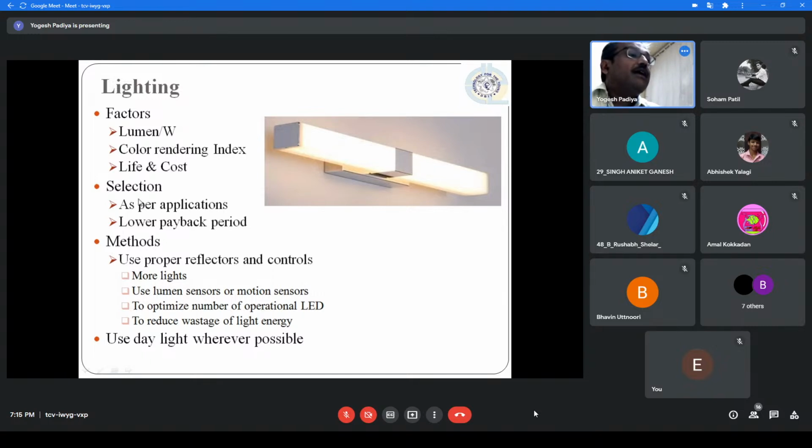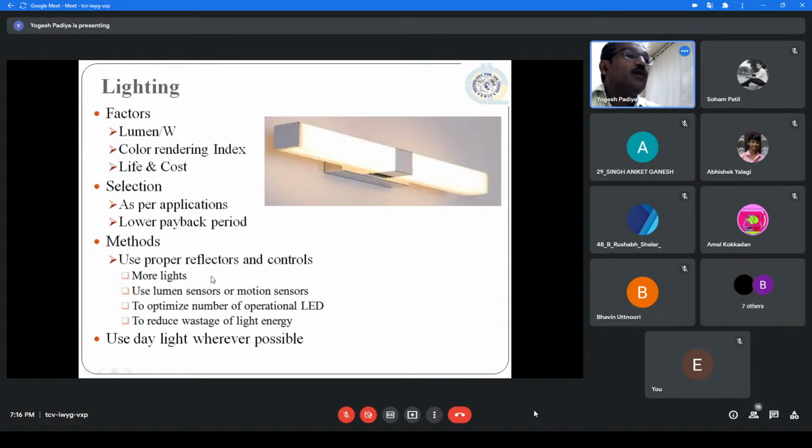Then you shall also know for what application I want the light, whether I want it for precise work, whether only for study purposes, or for street light purposes. Depending on the application, you can choose the light. Then obviously you will choose a light having a payback of less than a year. Now these are the selection criteria of light.